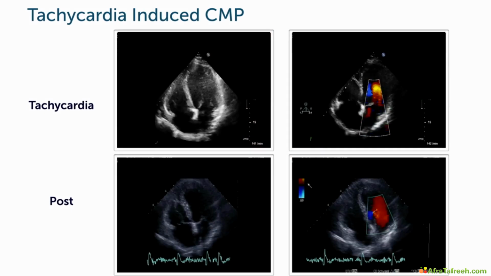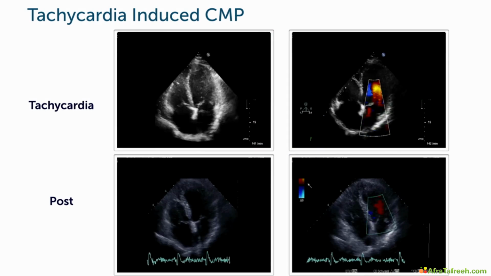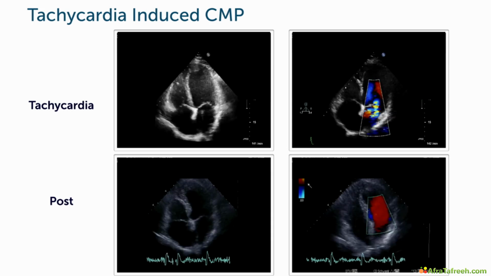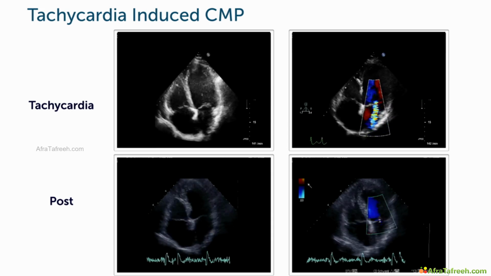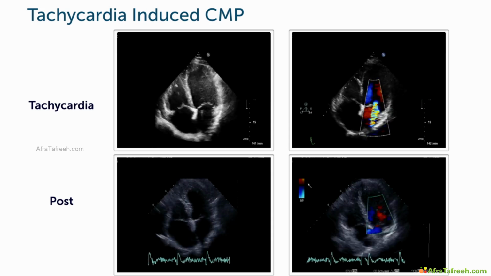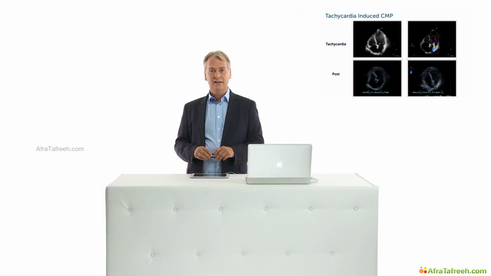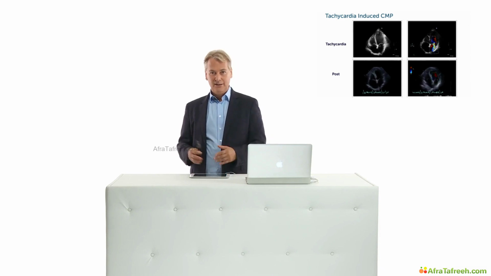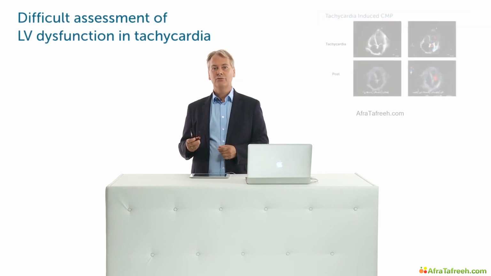You see on the top a patient who has a very high heart rate. Not only that, he also has mitral regurgitation. And then, after we converted the patient to sinus rhythm, and after 3 or 4 months, we repeated the echocardiogram, and you can now see that left ventricular function is completely normal. So be aware that patients with tachycardia can develop cardiomyopathy, but also be aware that in general, it's very difficult to really assess left ventricular dysfunction in patients who have high heart rates.